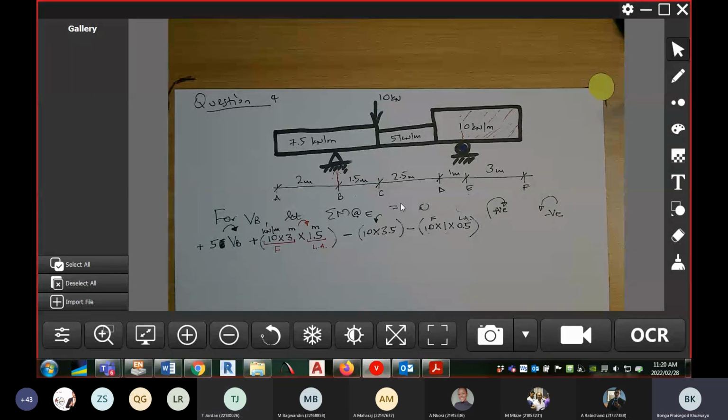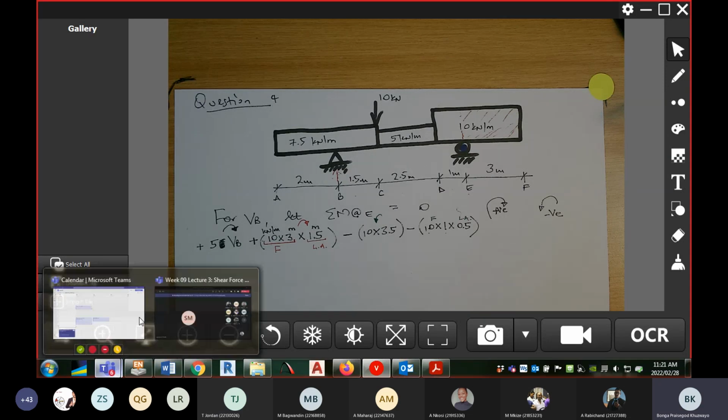Right. What I want you to think about when you have time is the fact that basically I'm splitting the load. You can split the load because the portion of 10 kilonewton per meter on the right hand side of node E is causing clockwise rotation. Then the other portion of 10 kilonewton per meter on the left hand side is causing anti-clockwise rotation. All right, I understand that. Okay. Thanks.